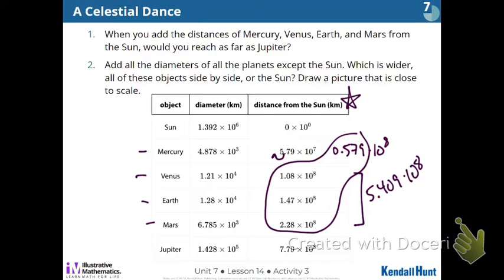Compared to Jupiter, is that bigger or smaller? It is smaller. It is smaller by actually like 2.5 times 10 to the 8th. That's kind of crazy, right? All those other planets, if you add up their distances, don't even compare to Jupiter. Jupiter is further away from the sun than all of them added together. That's kind of cool, huh?